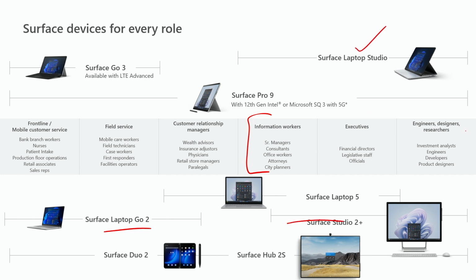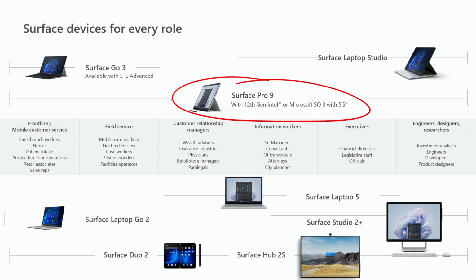Studio 2 Plus could also be a good fit depending on the role. And then there are a few devices that really just span the spectrum. Look at this. Surface Pro 9, we confidently feel, is a great fit for anyone in an organization because it truly is that versatile. Similarly, Surface Duo and Surface Hub are there for the benefit of a wide array of users as well.